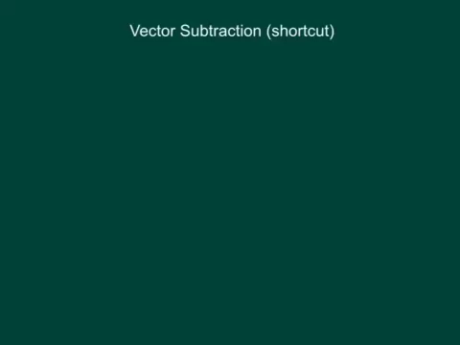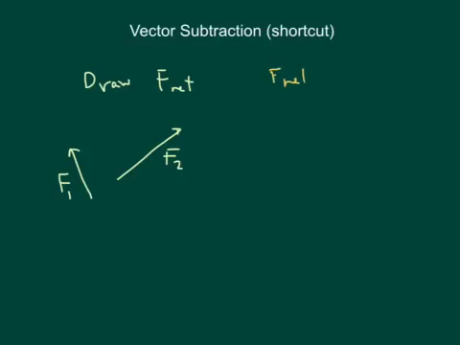In this video, I'm going to show you a shortcut to vector subtraction. But first, let's review vector addition. Let's say we have been asked to draw F net, and we're given two individual forces, F1 and F2. We know that F net is the sum of the individual forces. So in this case, just F1 and F2 added together will give us F net.